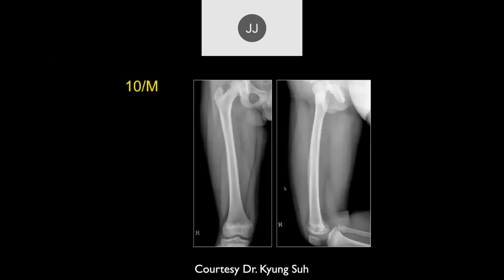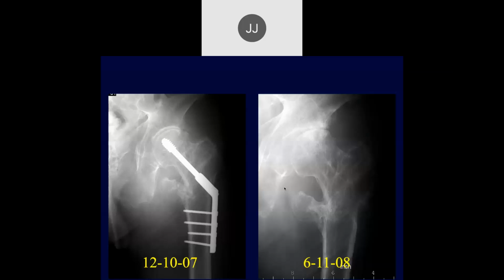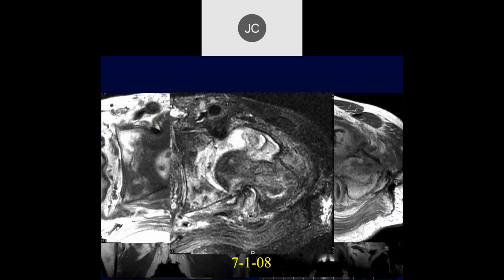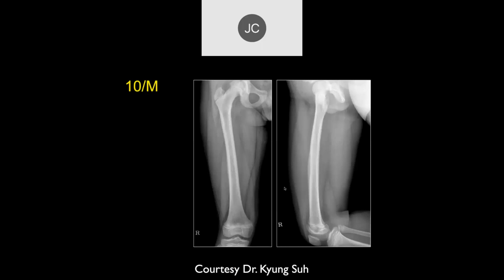Before healing, even if it's infected, you leave the hardware in because that's the only stability you have. And if it's unstable, it's not going to heal. So you leave that in, and antibiotics, massive doses. You take that nail out, and that patient is not going to walk again on that leg anyway.